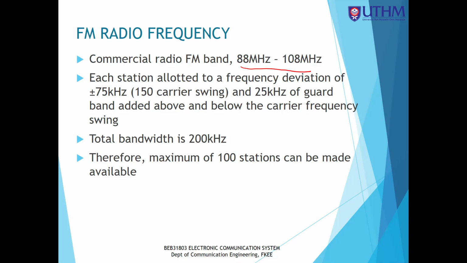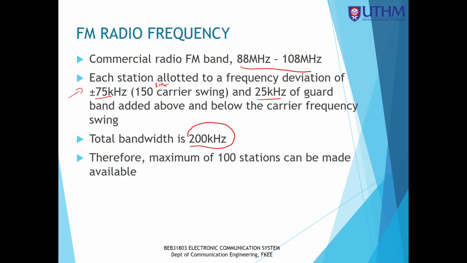It is said that each station or each channel is allotted a frequency deviation of 75k, plus and minus. So 75 times 2, because above and below, we get 150 kilohertz. This is supposed to be 100 kilohertz of carrier swing, and another 25k for the guard band above and below of the carrier swing.